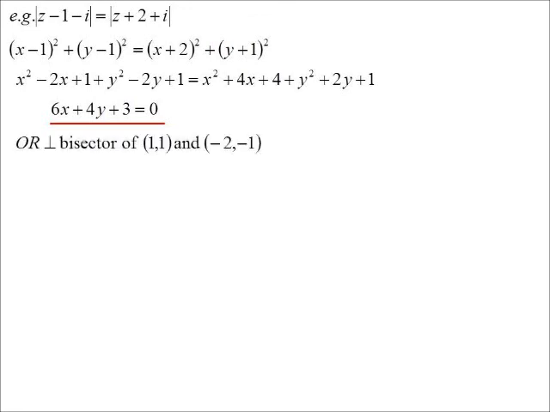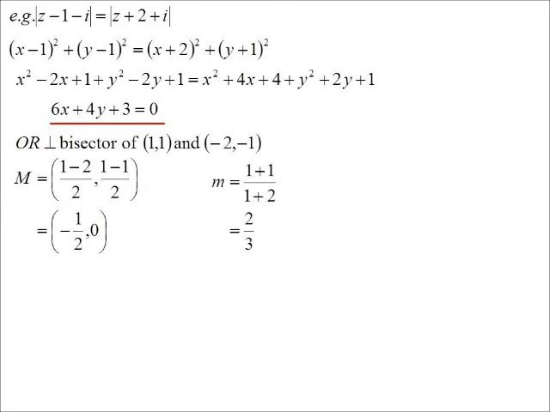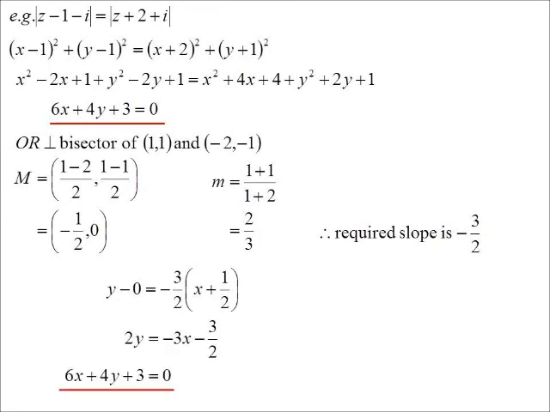The other way I could do it is, if I remember, it's the perpendicular bisector of these 2 points, 1, 1, and minus 2, minus 1. I just change the problem to be, find the perpendicular bisector of these 2 points. So I'll need the midpoint, because I know it'll go through that. I'll need to find the slope between the 2 points, because if it's perpendicular, the required slope will be the negative inverse of that. I have a point, I have a slope, I can find the equation of a line. So y minus y1, etc. And sure enough, it comes out to be the same equation.